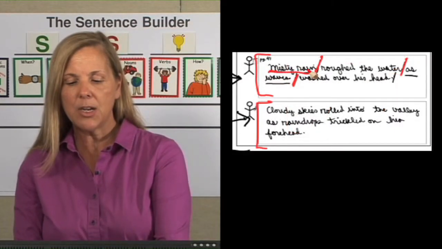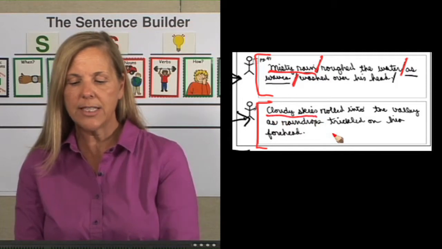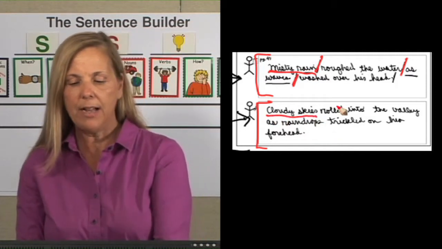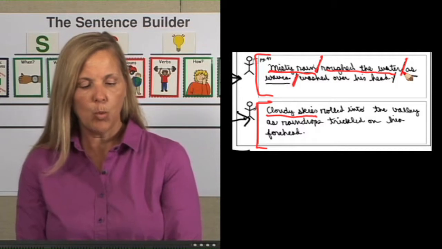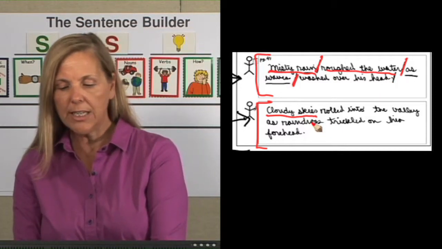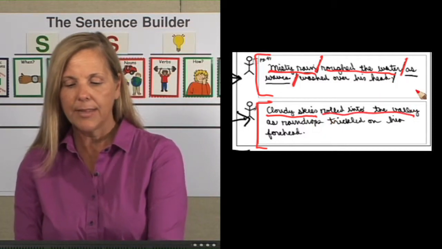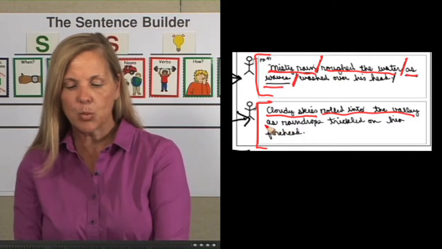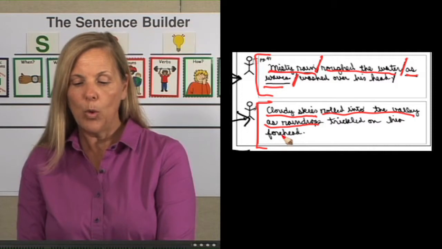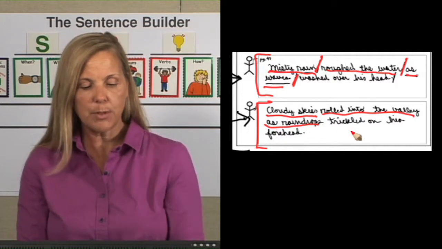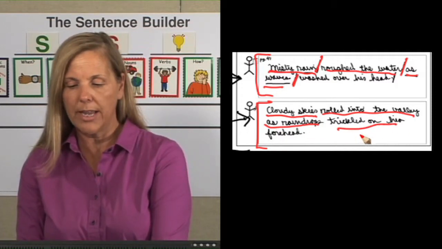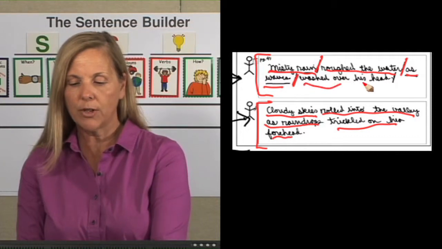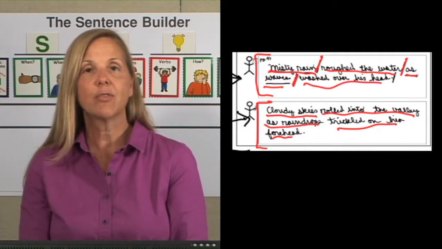Instead of saying misty rain, she said cloudy skies. We have roughed the water. What did she put? Rolled into the valley. As the waves. What did she put? As raindrops. And when did they do this? As raindrops trickled in on his forehead. So washed over his head, trickled on his forehead.